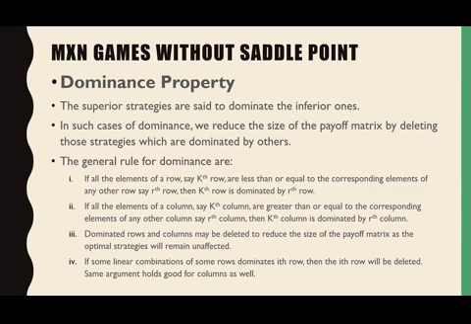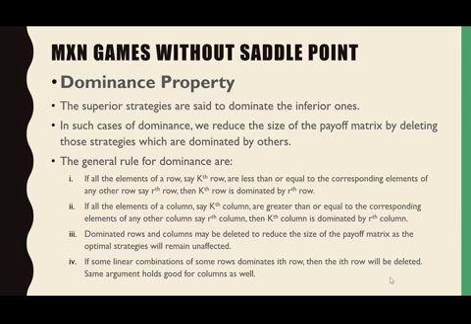So we have learned solving a game with saddle point and games without saddle point. We have solved 2x2 games with the formula method. We have solved n cross 2 and 2 cross m problems using the graphical method. Now, the last type of problem and the last topic of game theory is the dominance property.